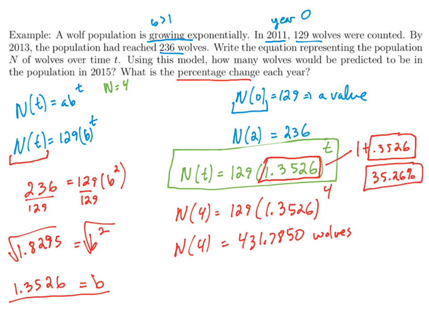So suppose I had a function that looked like this. N of t is equal to 129 times 3 to the t. Well, we take the b value. We can write that as 1 plus what is going to give me 3? Well, it's 2. So this corresponds to the percentage change. Move the decimal 2 spaces to the right, so that would be a 200% percentage change.